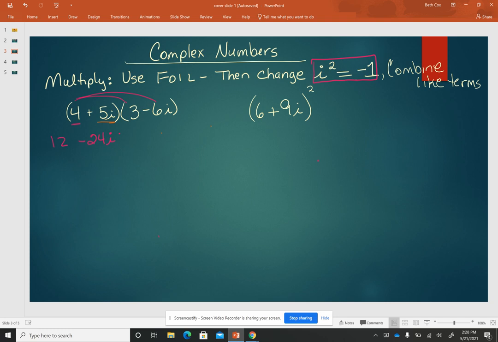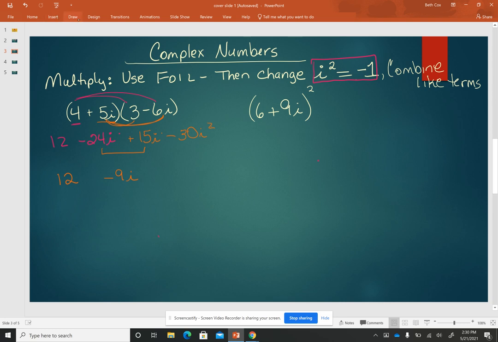And then I'm going to do the 5i, and multiply both of those. So that would be a plus 15i and a minus 30i squared. Okay, so now we notice we have like terms in the middle, like we're kind of used to that, and those are going to combine. The 12 I'm going to bring down real quick. And those I'm going to combine. That's going to give me a -9i.